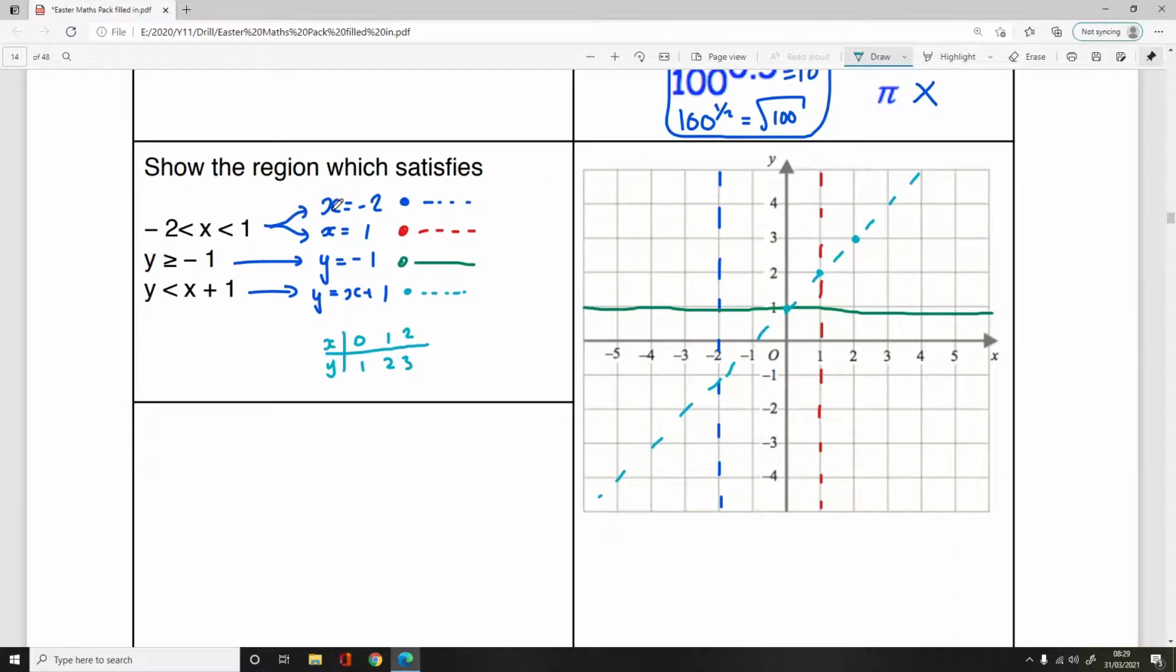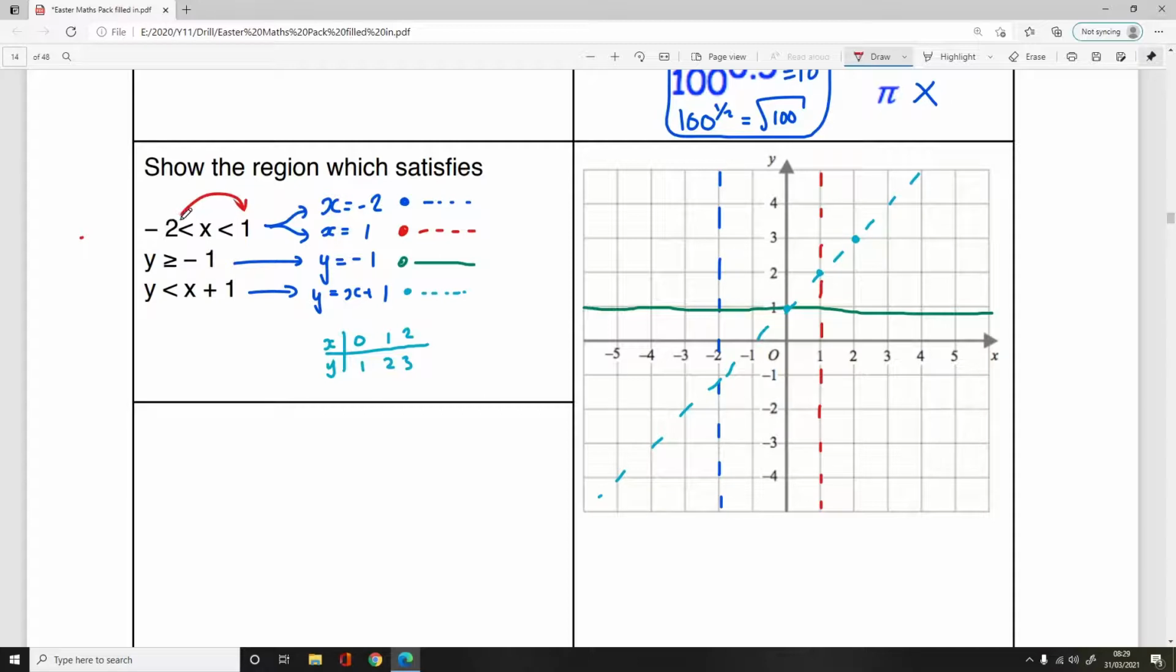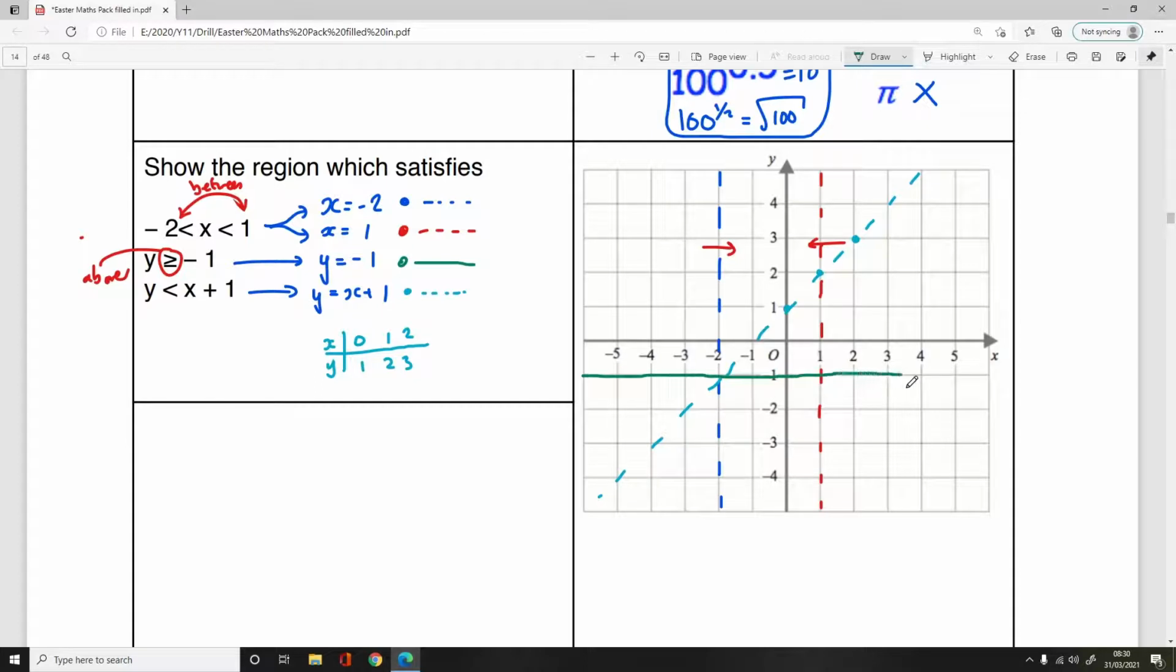Now, what do we need to do? We need to show the region which satisfies this. So that means we want something that is in between these two lines, that is above this line. So let's think about that. We want to be on this side and on this side. We want to be above the y is greater than, well, that says -1, that doesn't say 1. Whoops. Okay, yeah, that makes a bit more sense. Okay, so we want to be above that line, and then we want to be below that line.